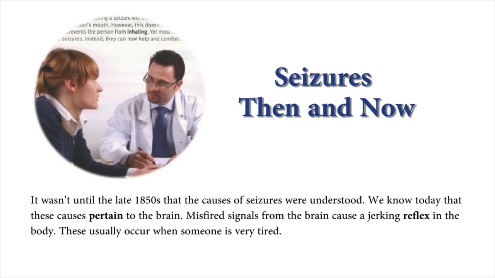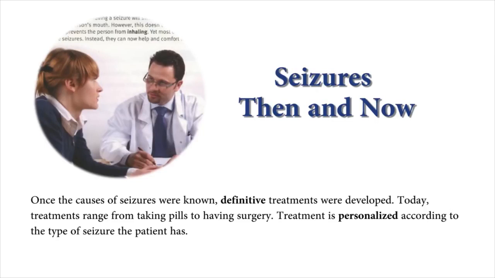We know today that these causes pertain to the brain. Misfired signals from the brain cause a jerking reflex in the body. These usually occur when someone is very tired. Once the causes of seizures were known, definitive treatments were developed. Today, treatments range from taking pills to having surgery. Treatment is personalized according to the type of seizure the patient has.